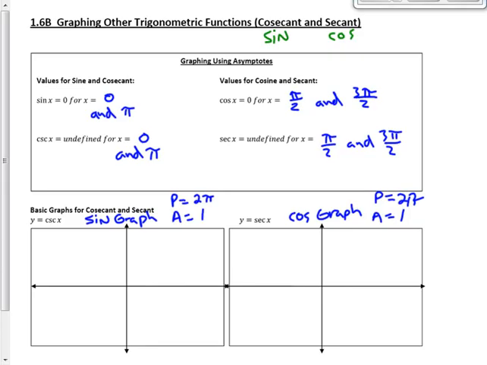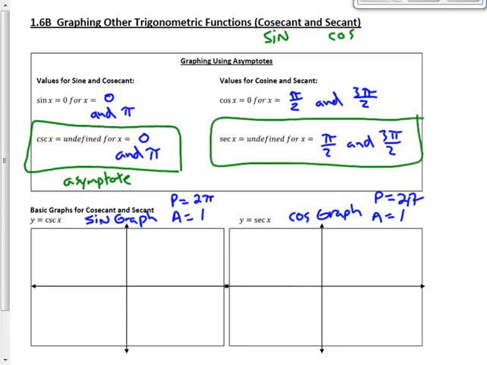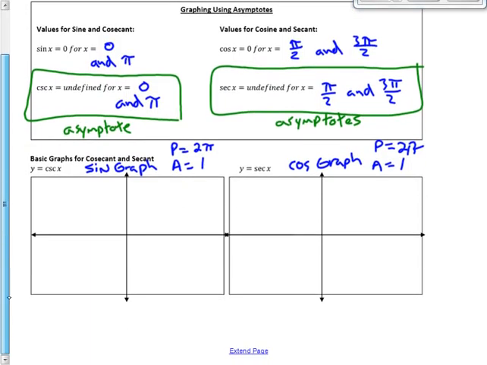And so when I go back here, it's important for me to know that this means I'm going to have an asymptote. I'm going to find one there. Same thing here. When I look at cosine, I have cosine is 0 at pi over 2 and 3 pi over 2. So when I flip those over to make secant, I'm going to get that secant is undefined at those places. And so I'm going to get asymptotes there at pi over 2 and 3 pi over 2. So what do those graphs look like?